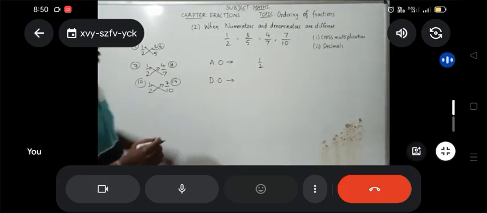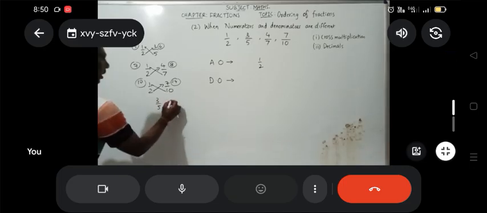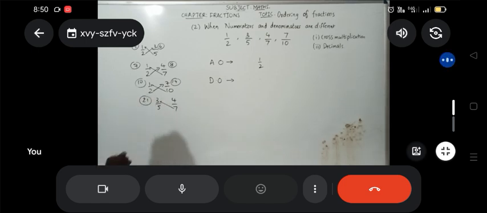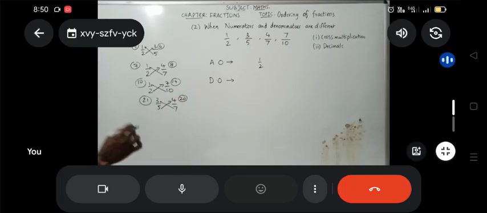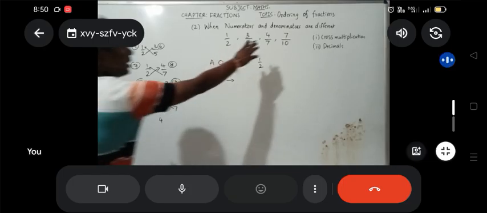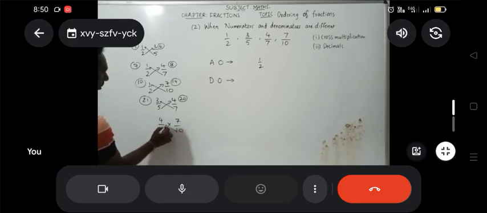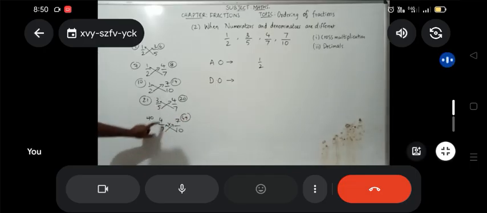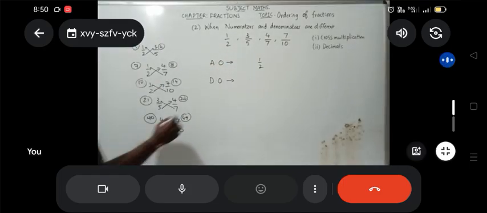Among these, you should decide which is small. 3 by 5 and 4 by 7. 7 threes are 21. 5 fours are 20. So 4 by 7 is less. Now between 4 by 7 and 7 by 10. 4 tens are 40. 7 sevens are 49. See, 4 by 7 is smallest here. Again, among these three, 4 by 7 is smallest.